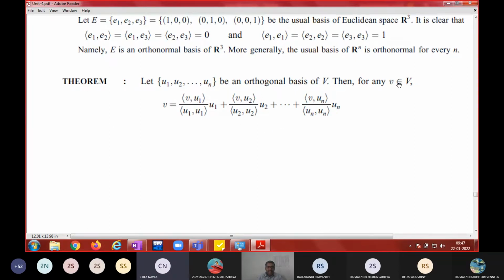You take a vector v and take the inner product of v with u1, the first element of the basis, and divide by the norm of u1. That is the first coordinate. Similarly, take the inner product of v with the second basis element, divide by the norm of the second basis element, that is the second coordinate, and so on. Find the inner product of v with the last basis element, and divide by the square of its norm. Then that is the last coordinate. Then take the linear combination of these elements with these scalars. That is the result.